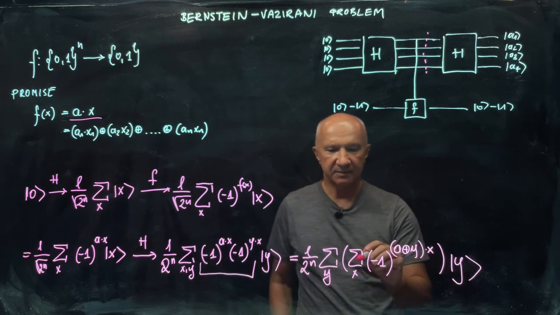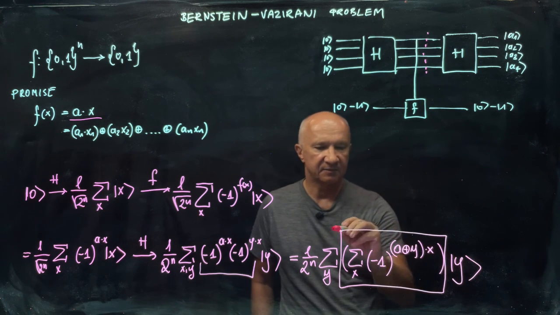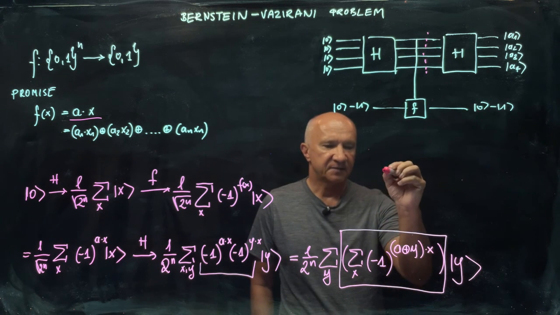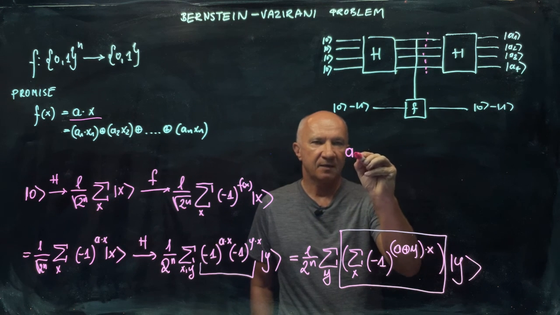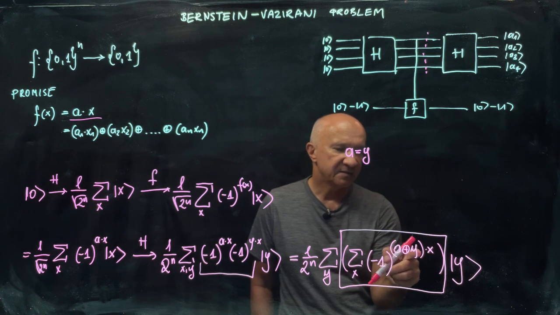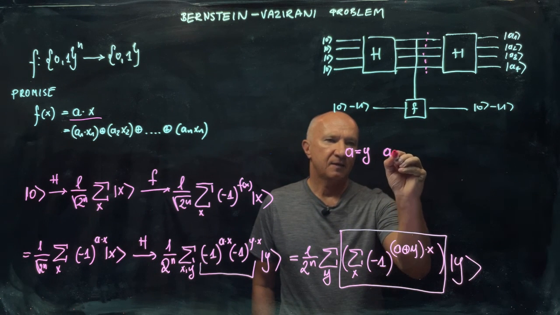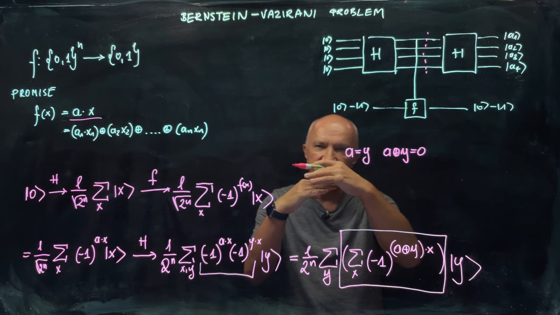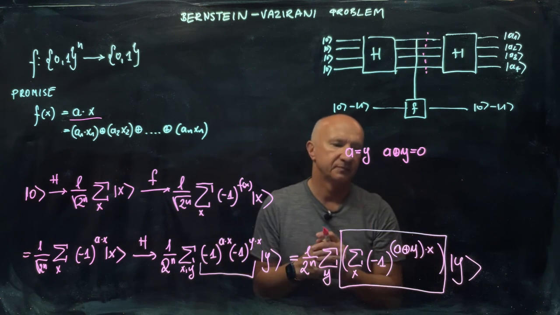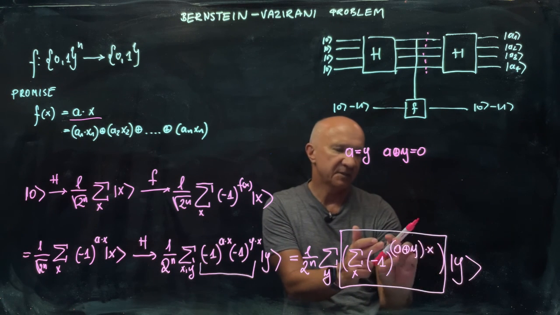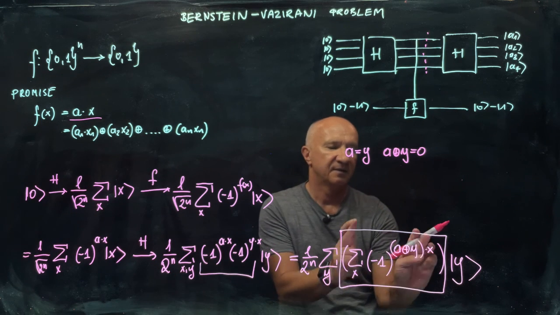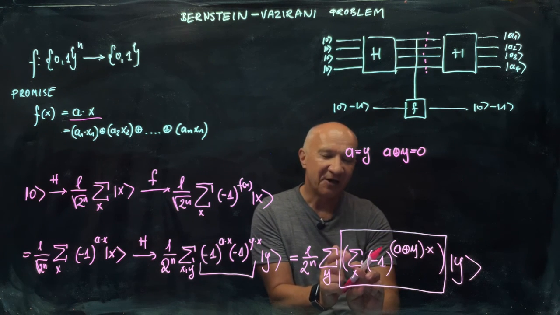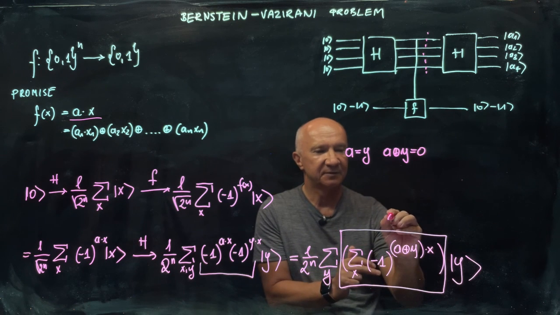Okay, so now let's look at this expression here. Let's look at what we have in front of the ket y. So consider two cases here. Consider the case where a is equal to y. When a is equal to y, a plus y is equal to 0, right? If you do bit by bit addition of two identical binary strings, you get a binary string that is all zeros. In this case, this exponent is equal to 0, in which case the phase factor is equal to plus 1, in which case if you add it 2 to the n times, this expression is equal to 2 to the n.